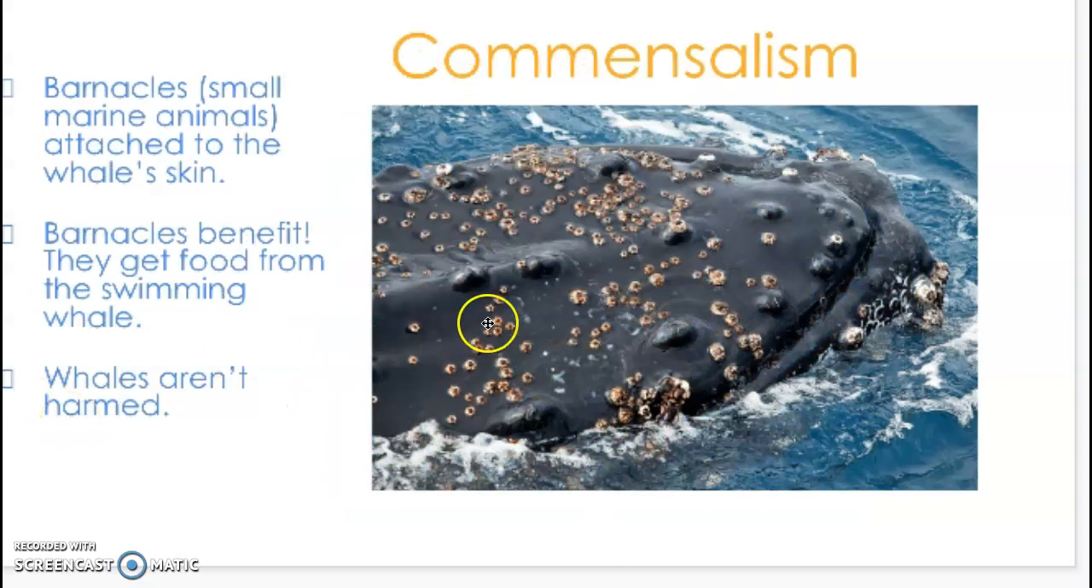The next one is commensalism. This is another example. Here we have barnacles. They are attached to the whale, and the way the barnacles benefit is they get their food much easier if they are traveling with the whale, and then the whale just doesn't care. It's just there. So it doesn't benefit.